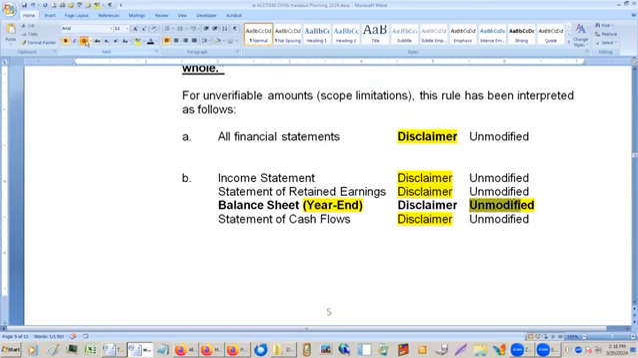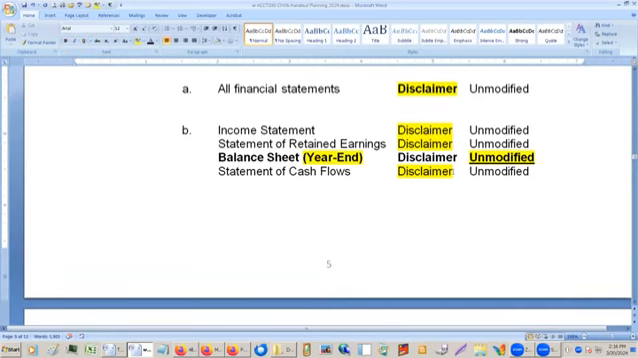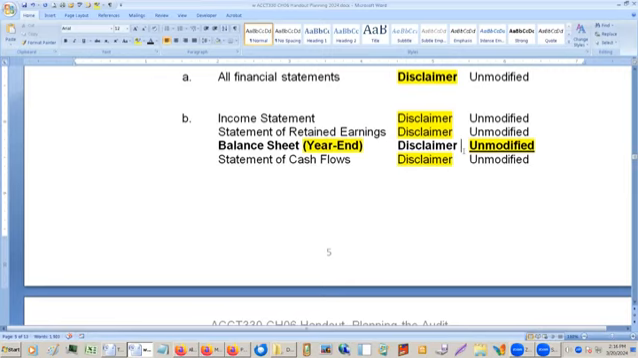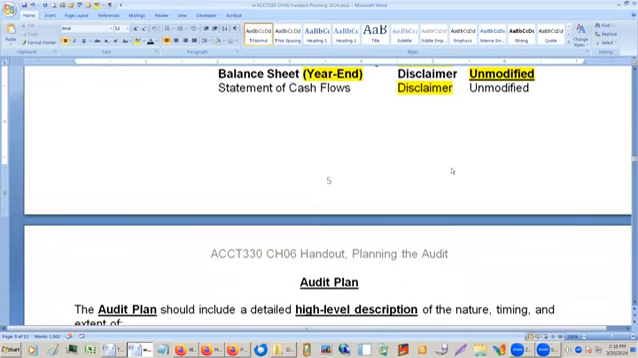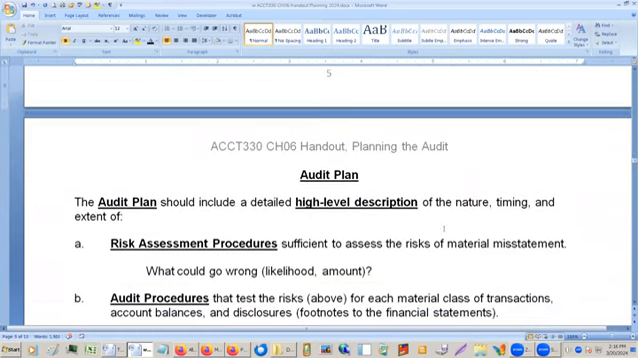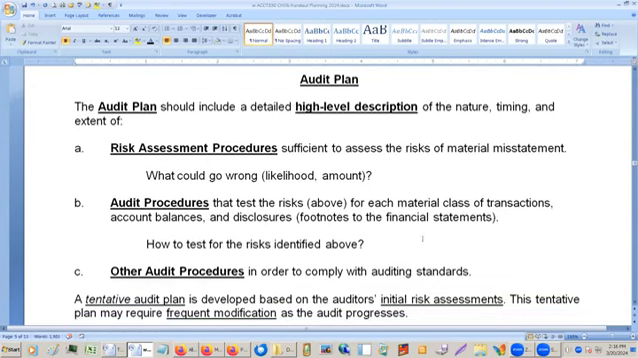And again, it's not that you're their buddies, but that you do want to give them everything that they have earned, so to speak. And if their balance sheet is fine, then give an unmodified, clean opinion. Okay.